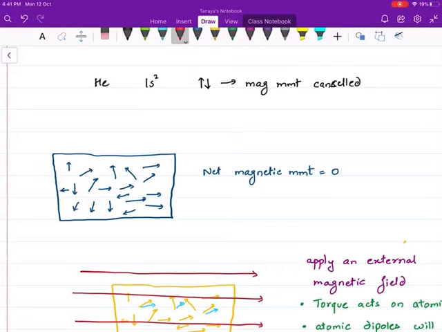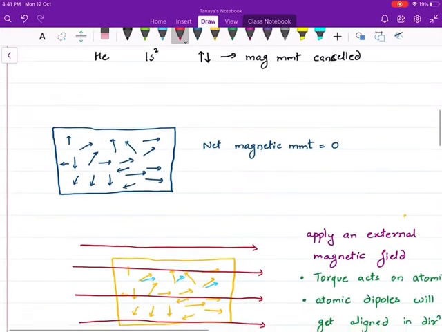Such materials are called diamagnetic materials. There are two other types of materials also, paramagnetic and ferromagnetic. You will be studying more about these diamagnetic, paramagnetic, ferromagnetic materials in the coming lectures. Right now we are not bothered about it.